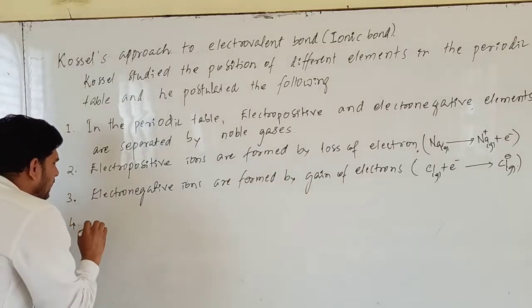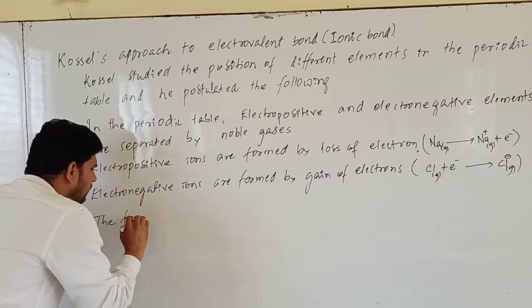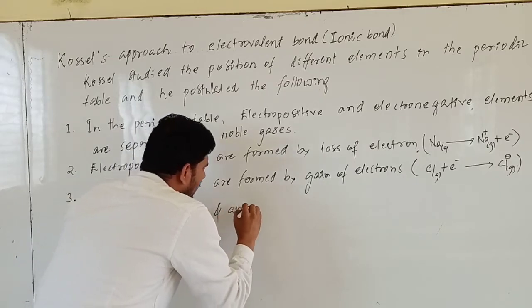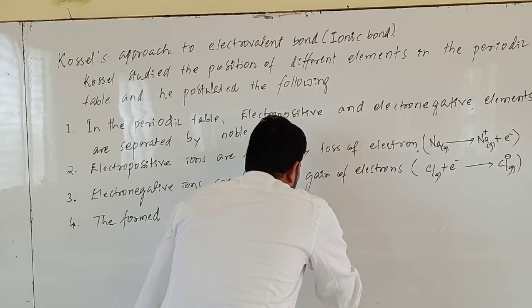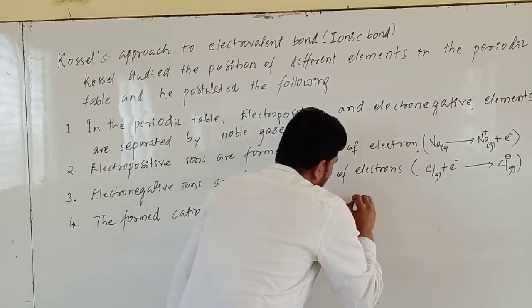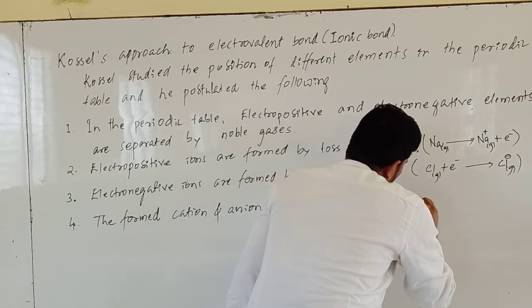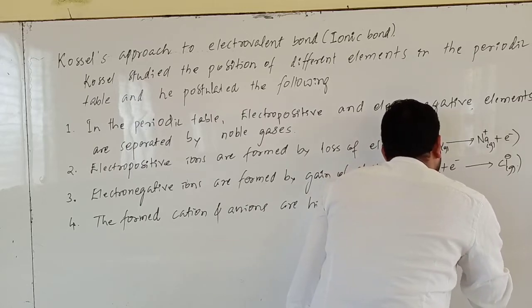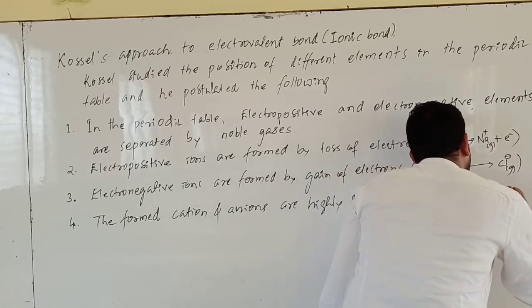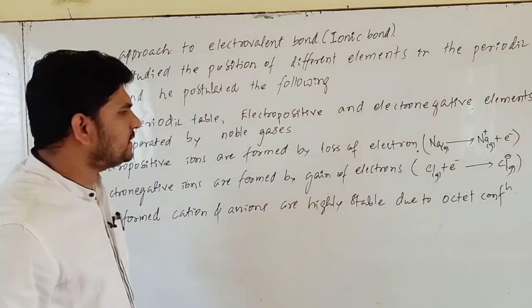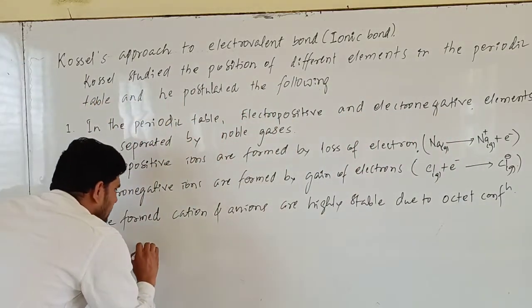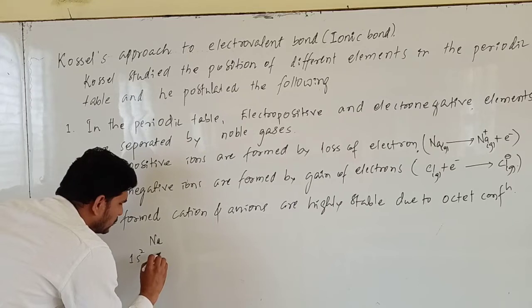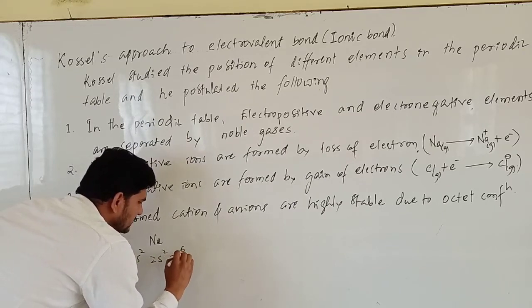The fourth one is that the formed cations and anions are highly stable due to octet configuration. This is exactly right. If you take sodium, its configuration is 1s2, 2s2, 2p6, 3s1.